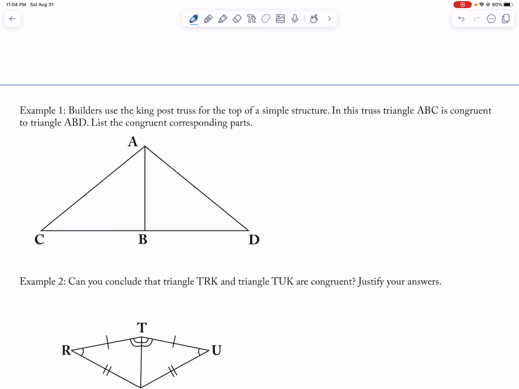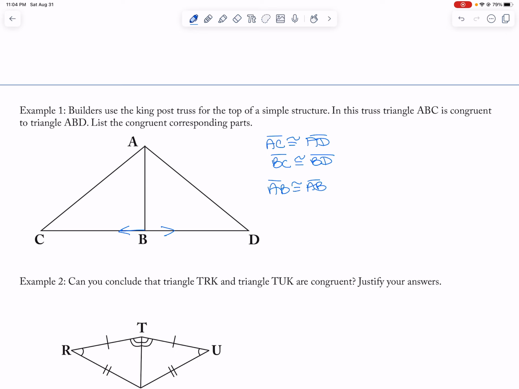So this truss, triangle ABC, is congruent to triangle ABD. And it says list the corresponding parts. Okay, so we want the corresponding congruent parts. AC is congruent to AD. And order does matter. BC is congruent to... I went from B to C, right? So that means I want to go from B to D, going out the other direction. And then AB is congruent to itself.